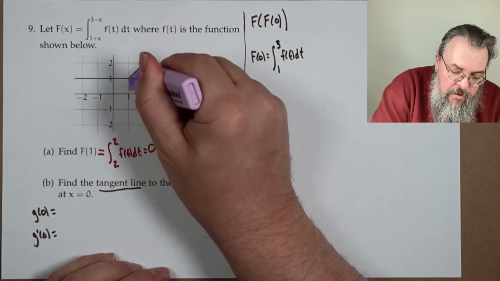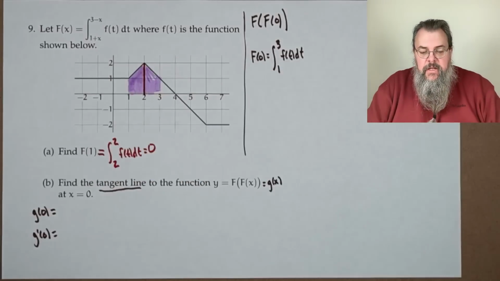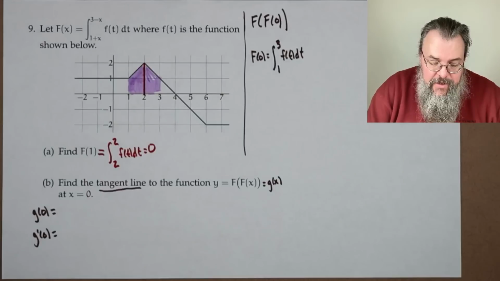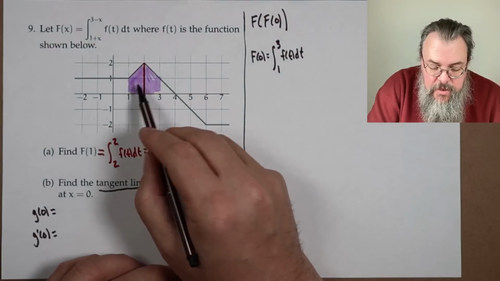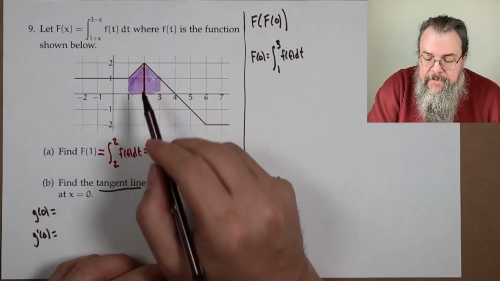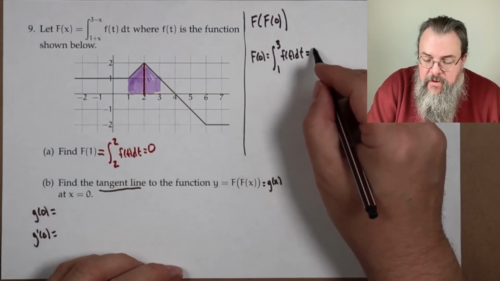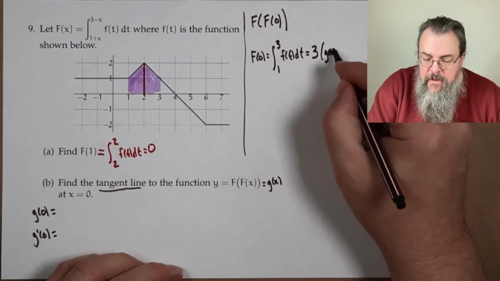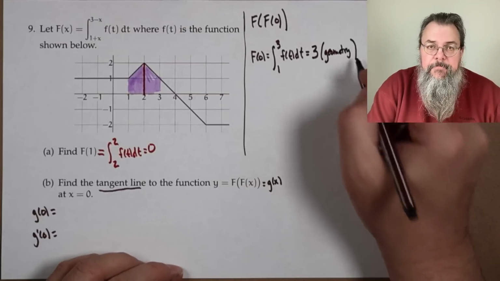So here we are, 1 to 3. Now, we just need to figure out the area because the integral is an area. And we can count the squares. There's 1, 2, a half, and a half. And so that is 3. So this is geometry. That's how we figured out the answer to that.